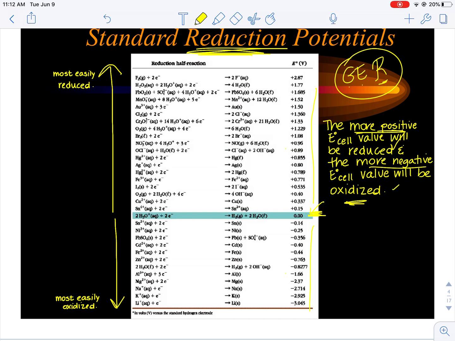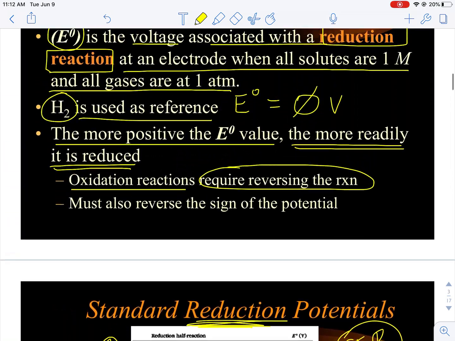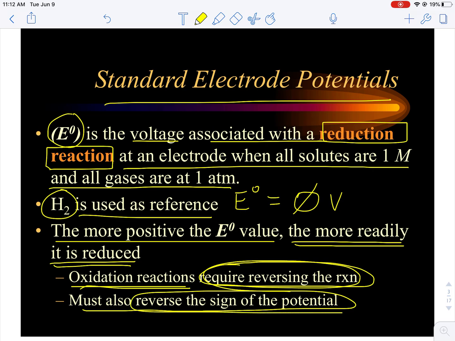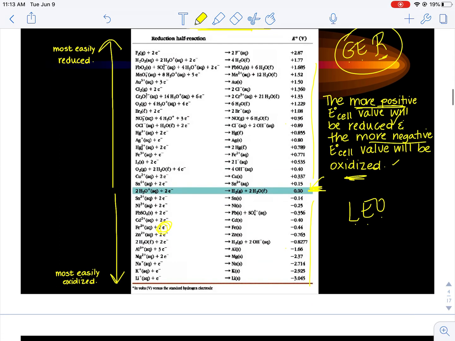Even if you do have that situation where you've got two positive E cells or two negative E cells, oxidation reactions need to be reversed to show that these electrons are now lost, because remember, that's what Leo the lion means, right? Losing electrons, oxidation. The last thing we have in terms of our interpretation of this chart is that if you are reversing the reaction for an oxidation reaction, you must also reverse the sign of the potential. I'm sure it's logical to you, but we need to make sure that we write this down. If you're reversing the reaction to show that it's oxidation, you must also reverse the sign of the potential, right?